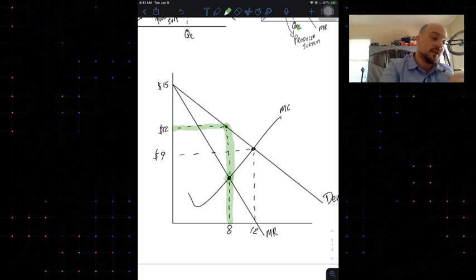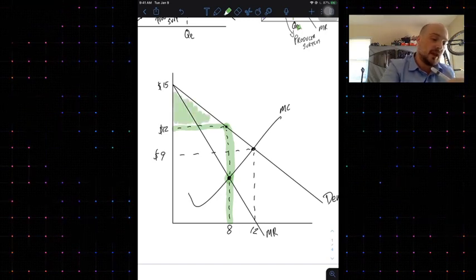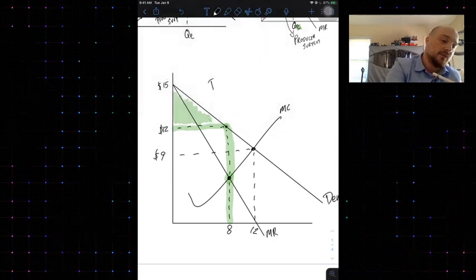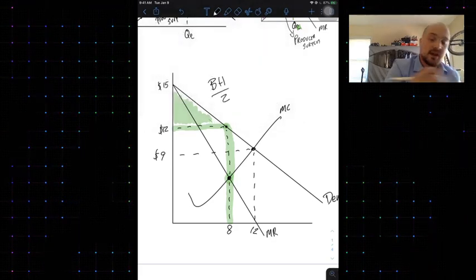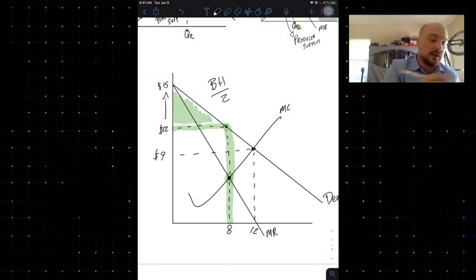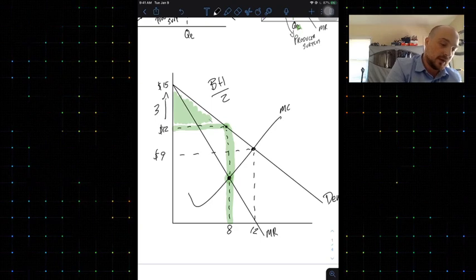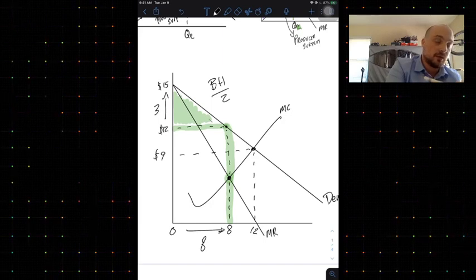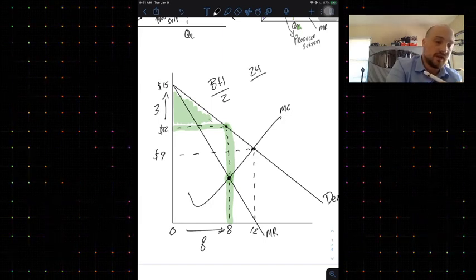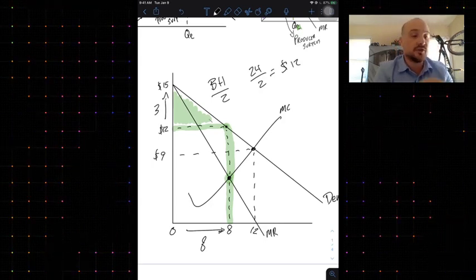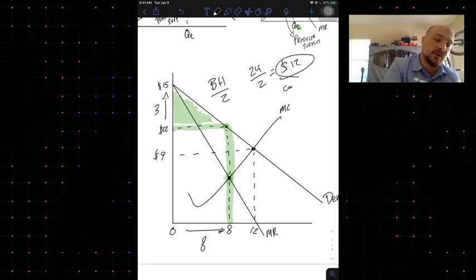So that means that my consumer surplus is the area of that triangle. Well, how do I find an area of a triangle? That's base times height divided by 2. So if I go from 12 to 15, that's 3. And when I go from 0 to 8, that's 8. 3 times 8, quick math, 24. Divided by 2, that's $12 of consumer surplus. That's my consumer surplus.